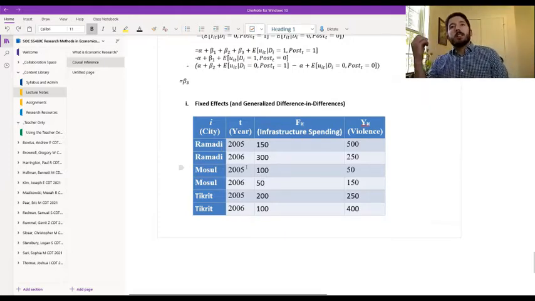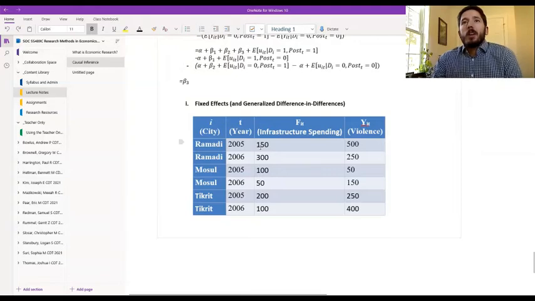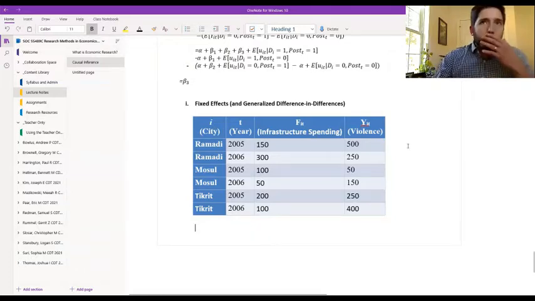So we're going to see how we can leverage the panel data-ness of this data set to improve an estimate that we might want to get for the effect of infrastructure spending on violence per se. And so notice here, I'm also making this a little bit more complicated by not just having a treatment variable that's a 1 or a 0, but some level of spending, right? Because often we'll have some kind of continuous treatment variable as well.